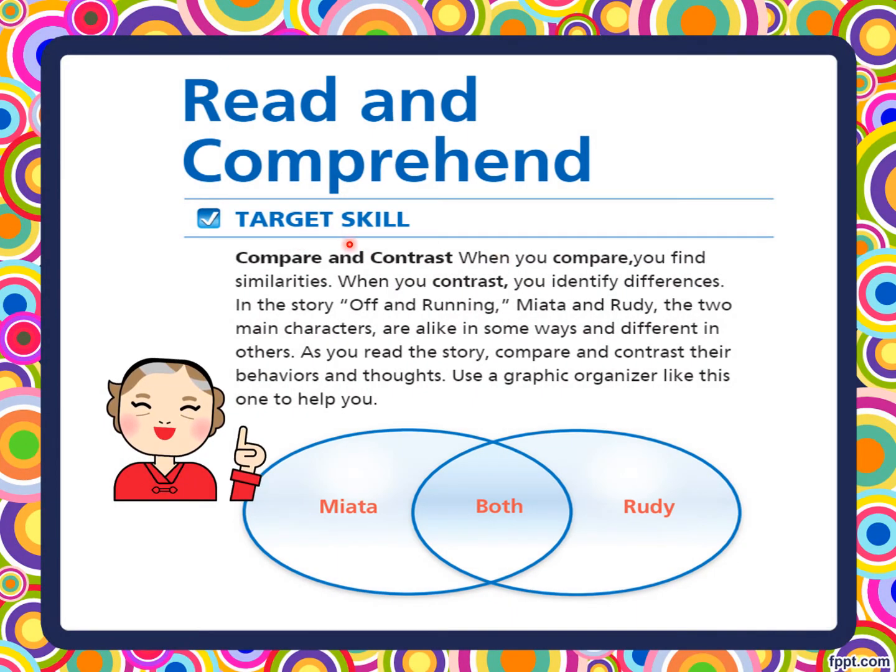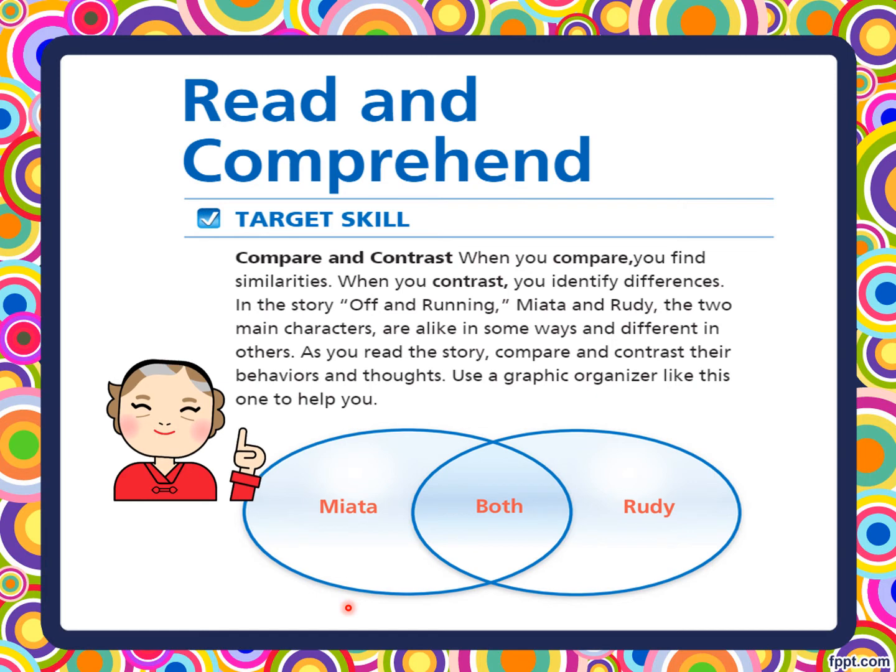Proceed to our target reading skill. We'll be focusing on compare and contrast. So when you compare, you find similarities, and when you contrast, you identify differences. So in the realistic fiction Off and Running, Miyata and Rudy, the two main characters, are so alike in some ways, but they are also different in other ways. As we read the story, we're going to compare and contrast their behaviors and thoughts, and use this graphic organizer that you are most familiar with.